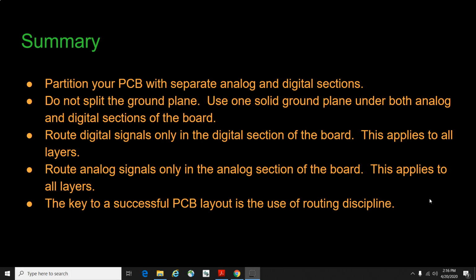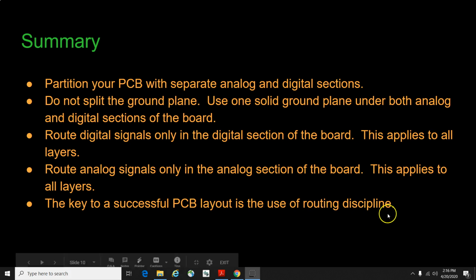So the key to a successful PCB layout is that it should have proper partitioning, and it should follow a routing discipline, not to split a ground plane.